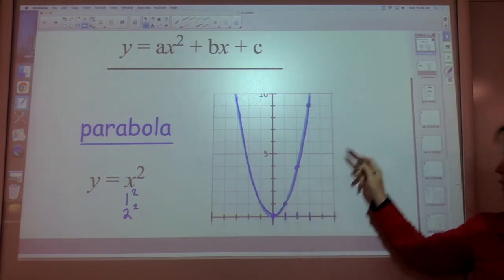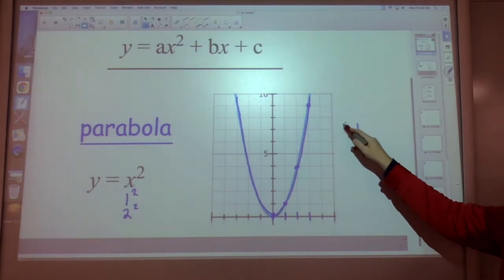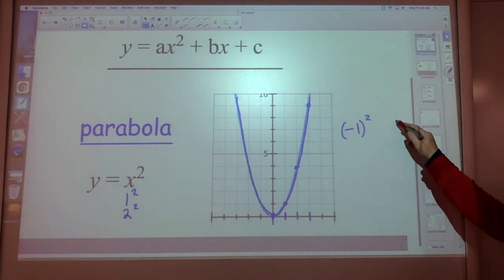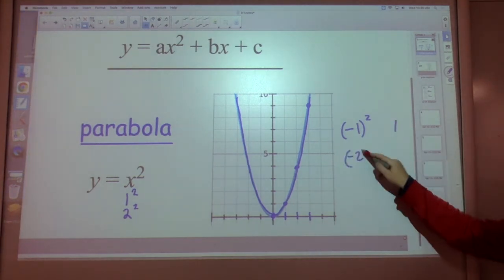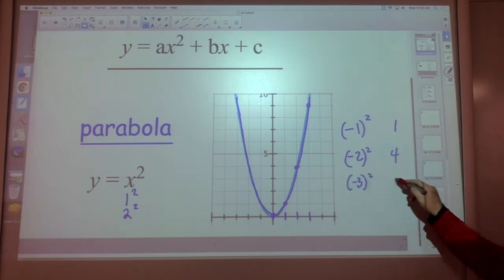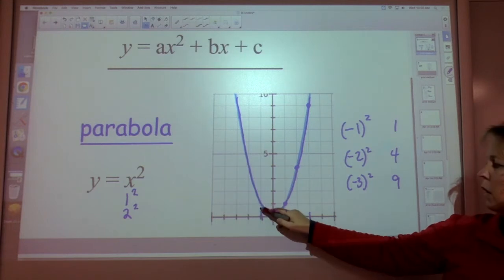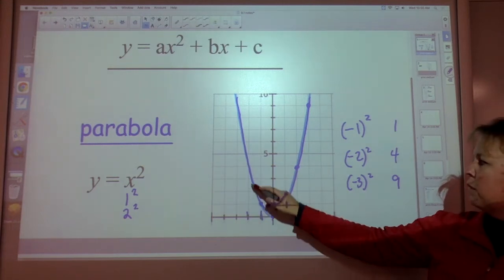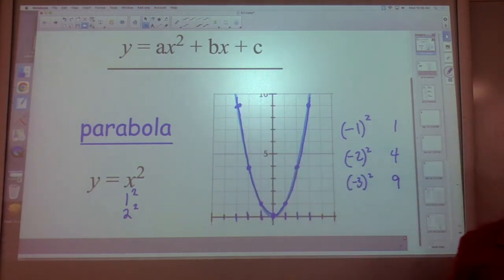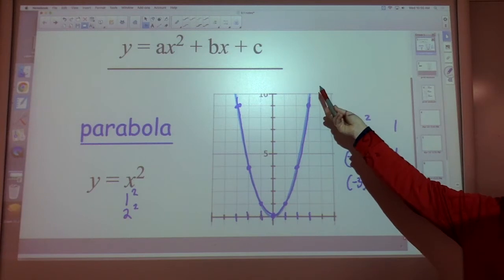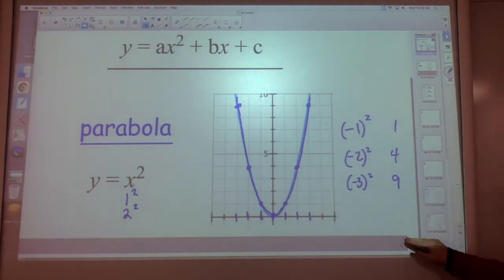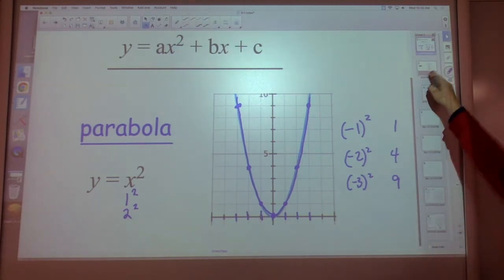And why does it go up the same the other way? Because if you plug in the number -1 in parentheses, if you're using a calculator, a -1 times a -1 is a +1. A -2 times a -2 is a +4. A -3 times a -3 is a +9. So when you go left 1, it's up 1. Left 2 is up 4. Left 3 is up 9, which is why you have the exact same curve on the right side of 0 as you do on the left side of 0. It makes that shape for you.